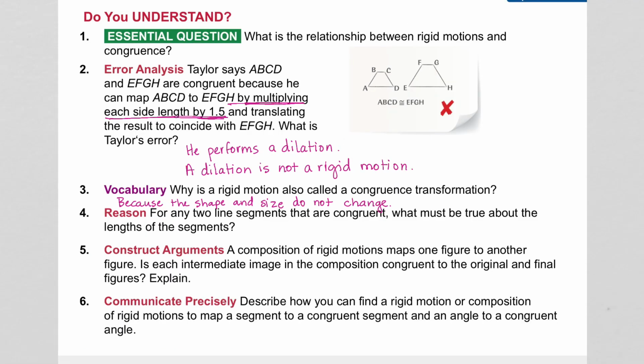Question number 4. For any two line segments that are congruent, what must be true about the lengths of the segments? There exists a series of rigid motions that maps one onto the other.